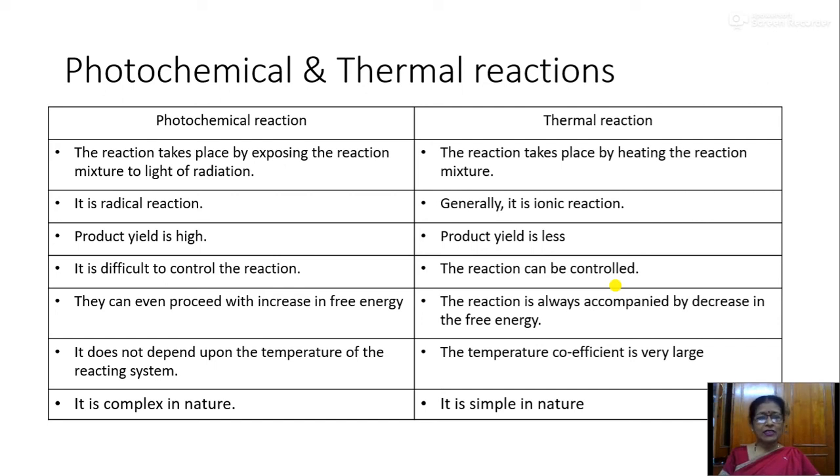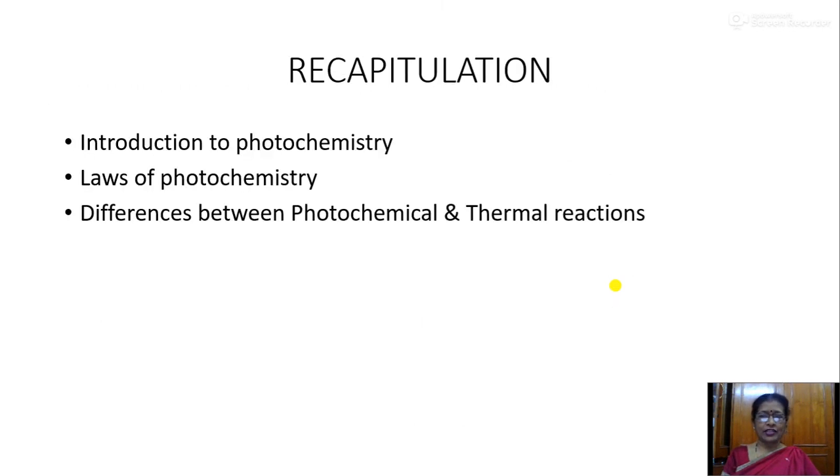Next one, it does not depend upon the temperature of the reacting system in the case of photochemical. Here, in the thermal reaction, the temperature coefficient is always larger. The last difference is, photochemical reaction is complex in nature. Thermal reaction is very simple in nature. These are all the main differences between photochemical reaction and thermal reaction.